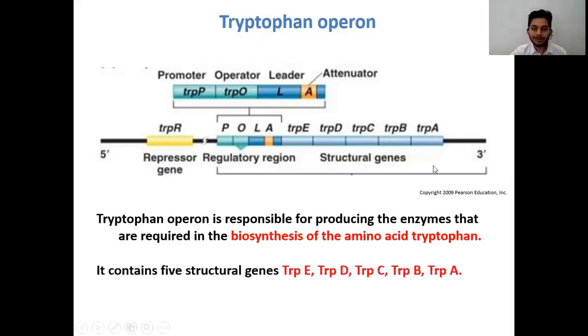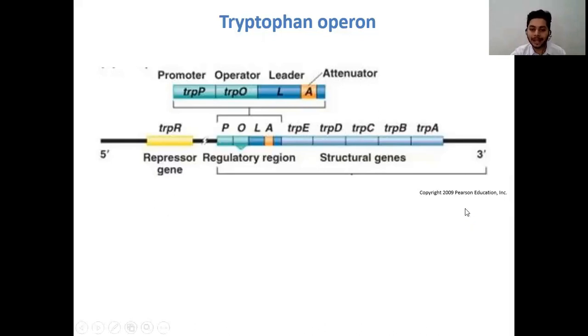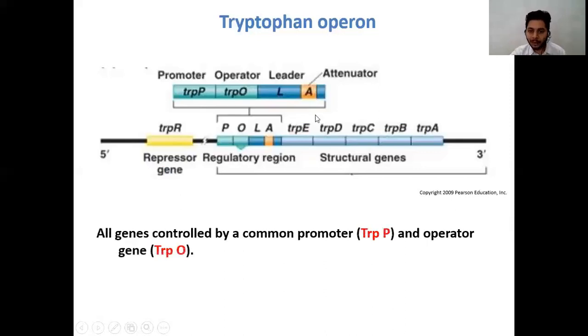Okay, so now the tryptophan operon consists of 5 structural genes. You can see tryptophan E, D, C, B, and A. And all these structural genes are under the control of the regulatory loci. This regulatory loci consists of the promoter, abbreviated as tryptophan P, and tryptophan O, that is the operator. You also have 2 additional regulatory elements, the leader sequence and the attenuator sequence.